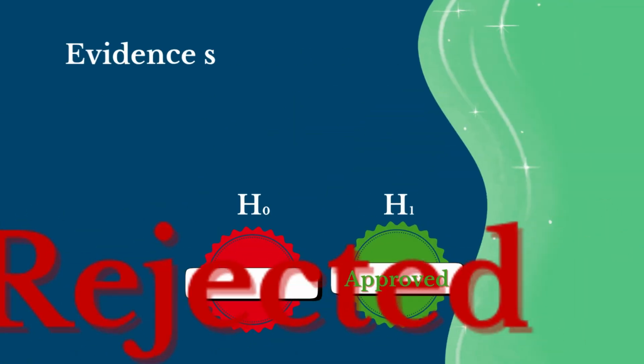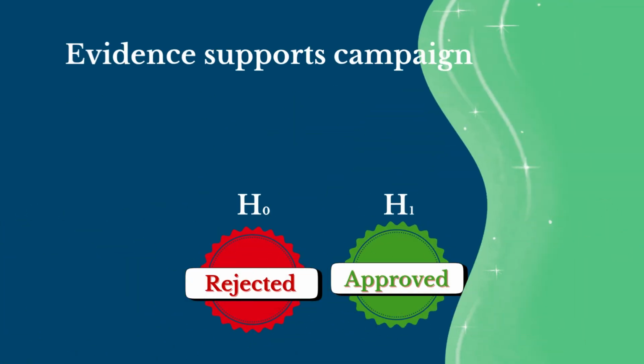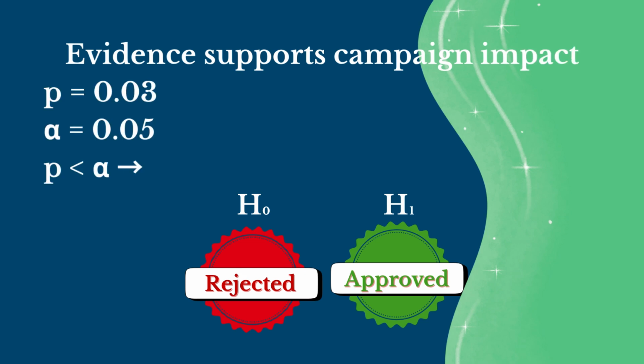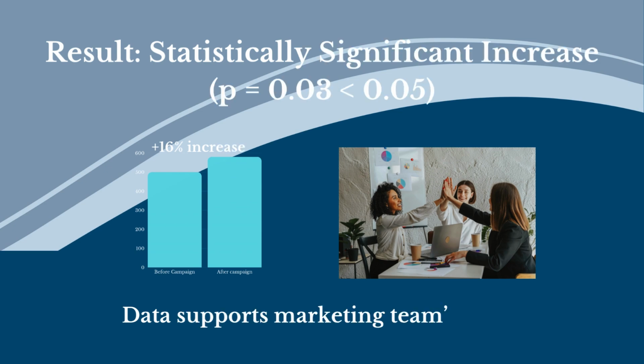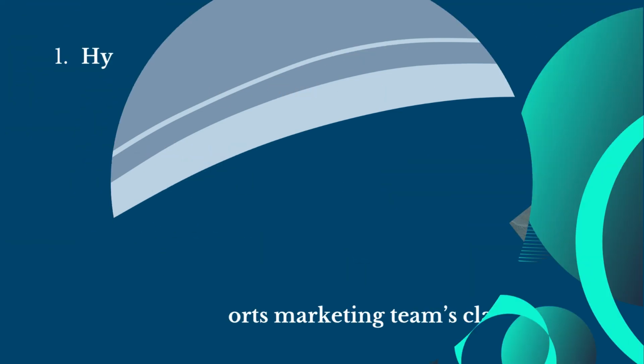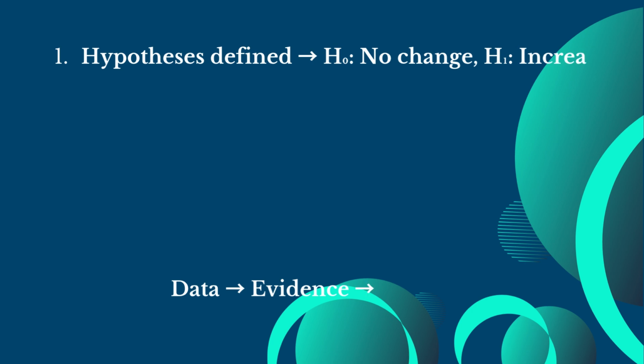We conduct a t-test comparing the two sets of sales data. The output shows a p-value of 0.03. Since 0.03 is less than 0.05, we reject the null hypothesis. This means there is statistically significant evidence that the new ad campaign did increase average sales. In simple terms, the data backs up the marketing team's claim.